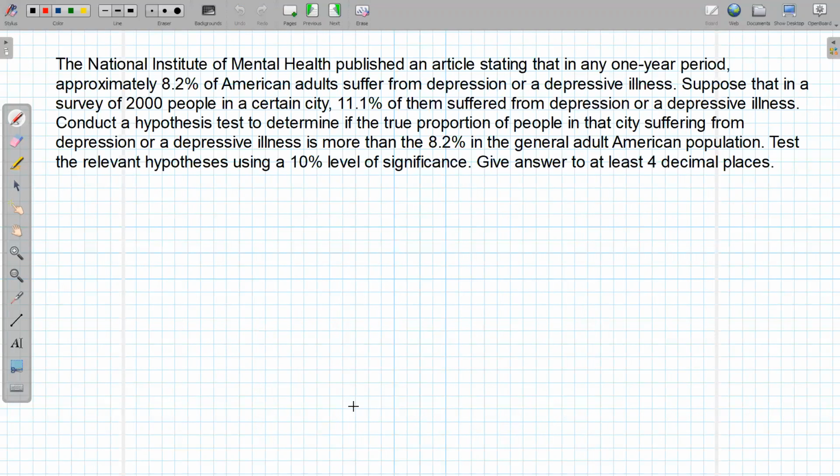Okay, so ultimately we need to come up with a p-value to figure out what our test does. Do we reject the null? Do we fail to reject the null? But before we do that, just a quick note on population, parameter, sample, and statistic, because we have to keep those straight. Again, they're talking about American adults, the adult American population.